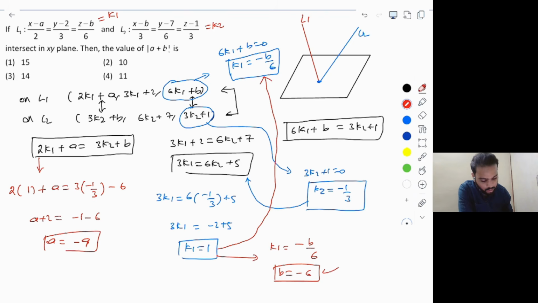So finally we have got both the values a and b as minus 9 comma minus 6 respectively, but the required question is what? Modulus of a plus b, which is going to be option 1. Okay, so as you see, the question is not difficult. It is just similar to the question which we solved in part 1 of 3D geometry, but in there the lines were intersecting in the yz plane. There we equated the x coordinate to 0, but here it is the xy plane, so I equate the z coordinate to 0. So try to be careful.